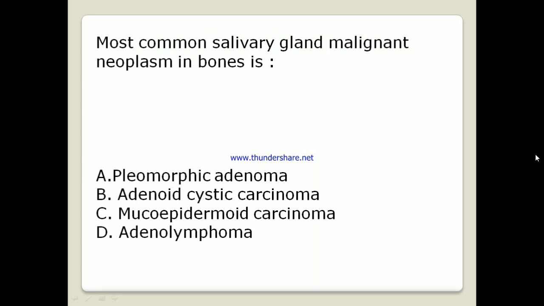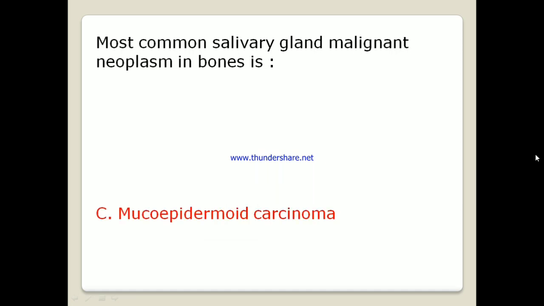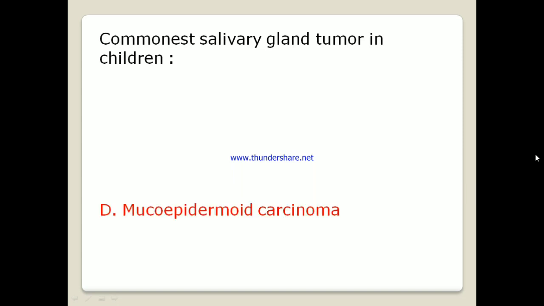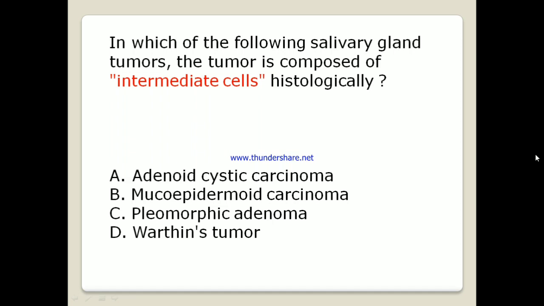Most common salivary gland malignant neoplasm is: A. pleomorphic adenoma, B. adenoid cystic carcinoma, C. mucoepidermoid carcinoma, D. adenolymphoma. Most common salivary gland malignant neoplasm is C. mucoepidermoid carcinoma. Commonest salivary gland tumor in children: A. lymphoma, B. pleomorphic adenoma, C. adenoid cystic carcinoma, D. mucoepidermoid carcinoma. Commonest salivary gland tumor in children is D. mucoepidermoid carcinoma.